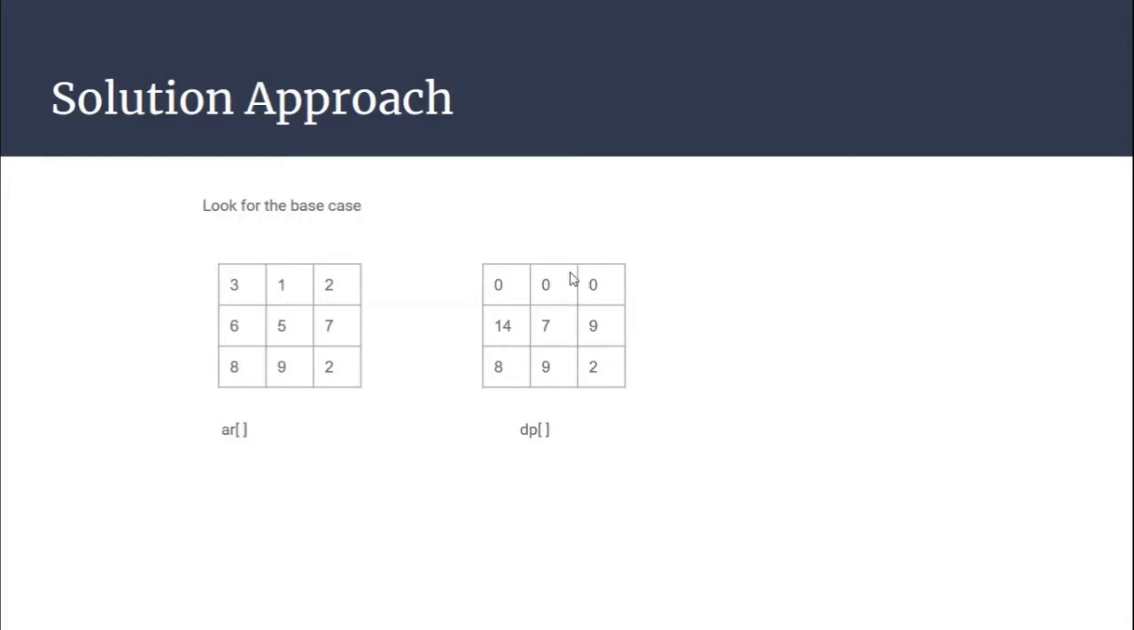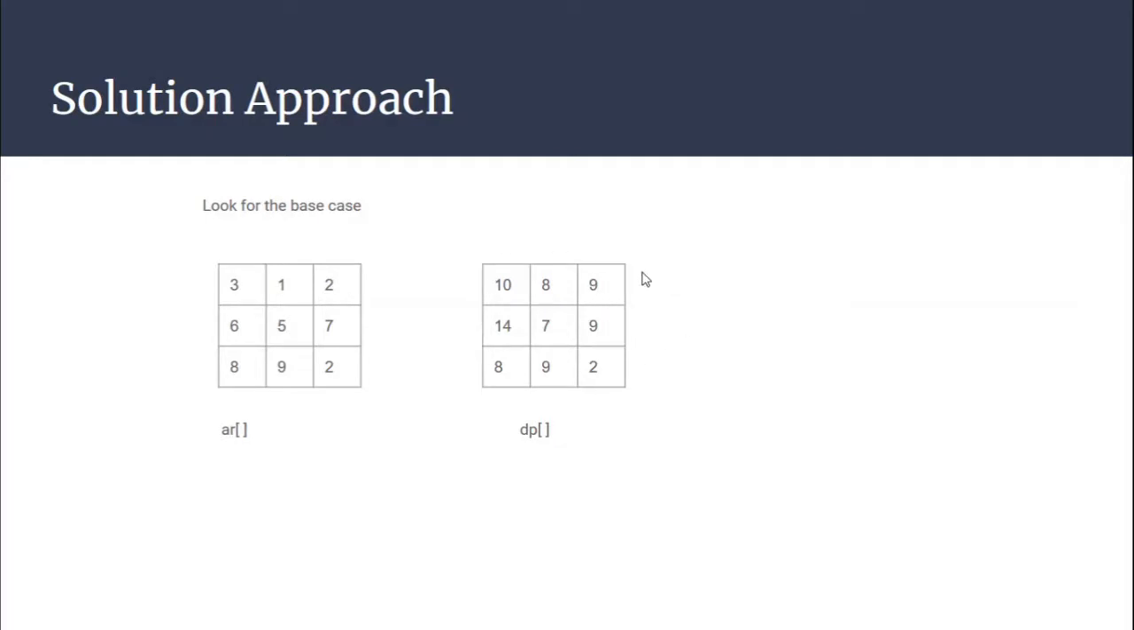Similarly, we'll fill from here. For this cell, the minimum of these 2 is 7, so 7 plus 3 is going to be 10. For this cell, the minimum of all these 3 is 7 again, so 7 plus 1 is going to be 8. For this cell, the minimum of these 2 is 7 again, so 7 plus 2 is going to be 9.